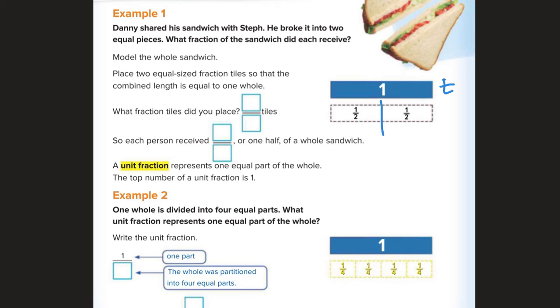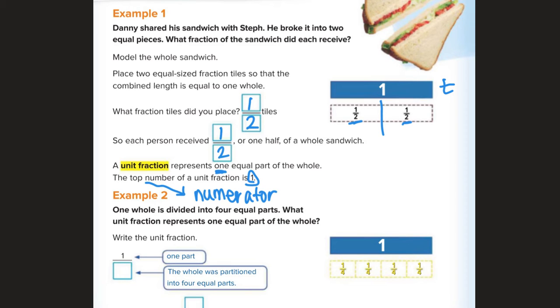Now I can see that each of the kids, Danny and Steph, are going to get half a sandwich. What fraction tiles replaced it? The 1/2 tiles. So each person received 1/2 of a whole sandwich. So here we go again. The unit fraction represents 1 equal part of the whole. The top number of a unit fraction is 1. What do we call that top number? The numerator.